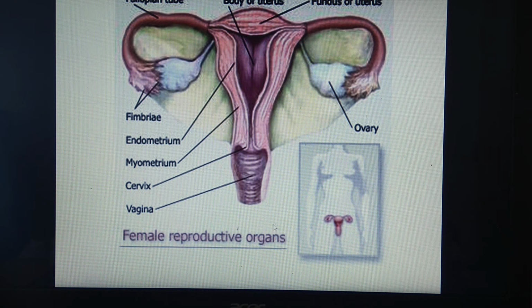Now, vaginal orifice means what? Orifice means the opening. This is the vaginal orifice. In case of females, it is covered with a membrane which is called the hymen. And what is the function of this vagina?